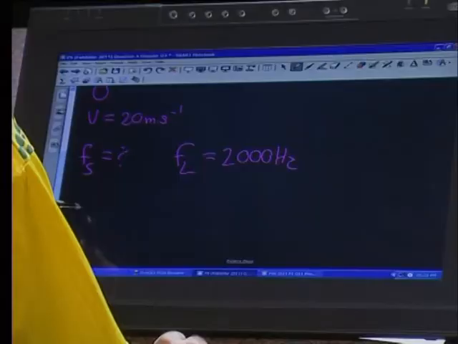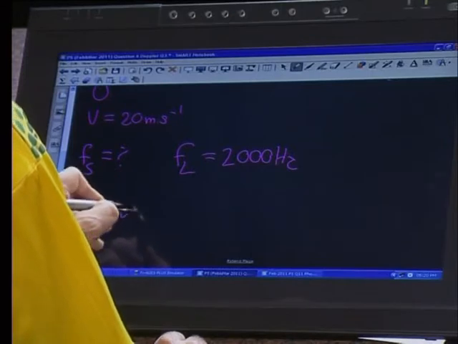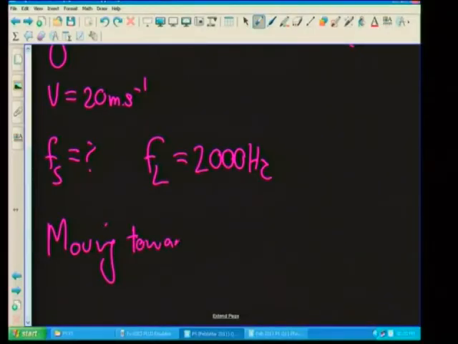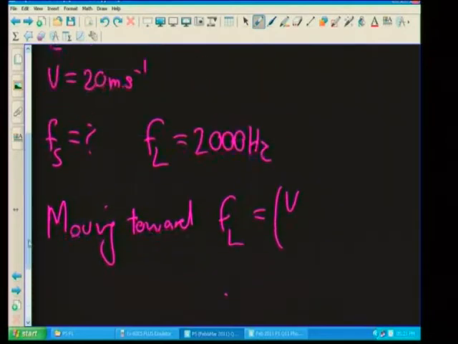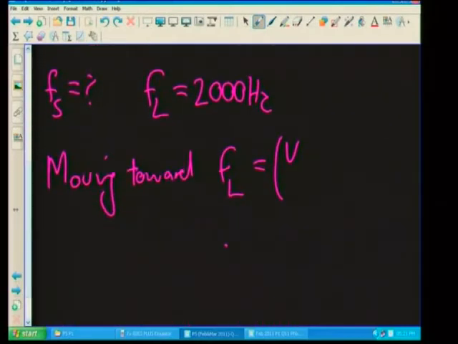Guys, what you've got to do for this sort of question is set up two equations, a before case and an after case, and then you solve them. So strictly what we would do is say moving towards, and set it up with the equation for when it's moving towards. The frequency of the listener in this case, remember, we said make the listener stationary, is V plus V listener over V minus V source, as we did just now.